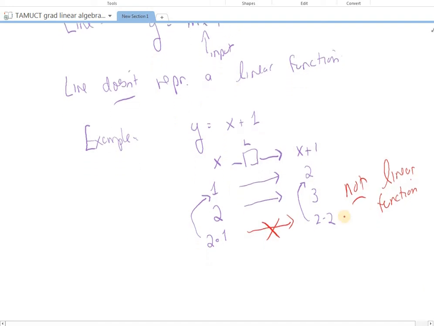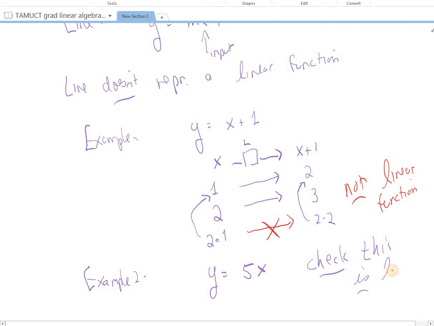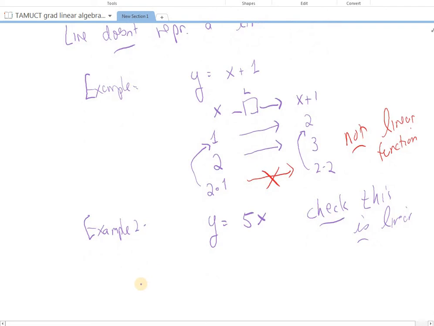Now we can fix this if I take a function like, here's example 2. If I take a function y equals 5x, you can check that this function is linear. In fact, all you need to do in this case, if I have y equals mx, and my b is 0, it gives a linear function.